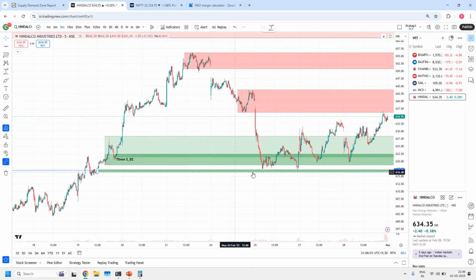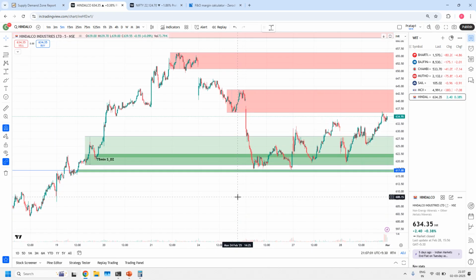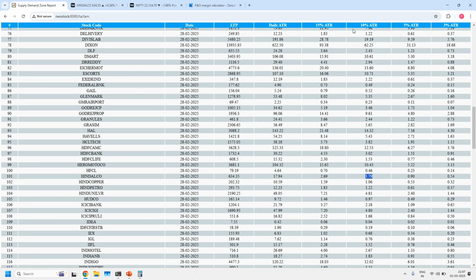75 minute stop buffer value. We are not considering the 5 minute stop buffer value when you plan your intraday trade. But when you plan your swing trade, obviously below your 75 minute zone, you have to keep your stop buffer value. That is a 10% ATR value you have to keep. That is what you are seeing, the 10% ATR value.